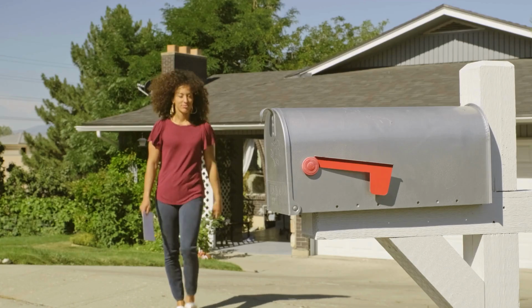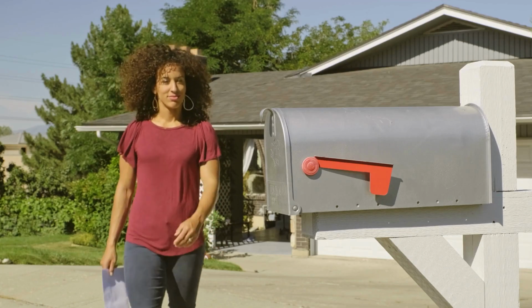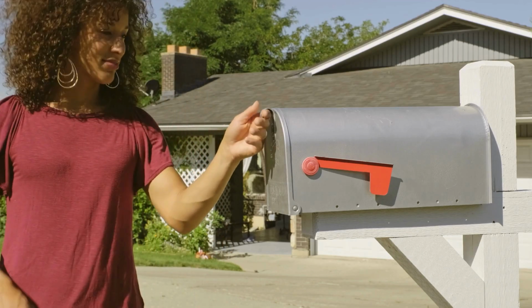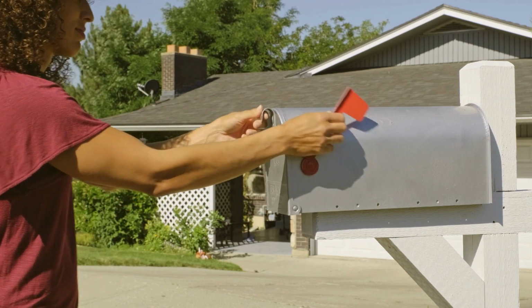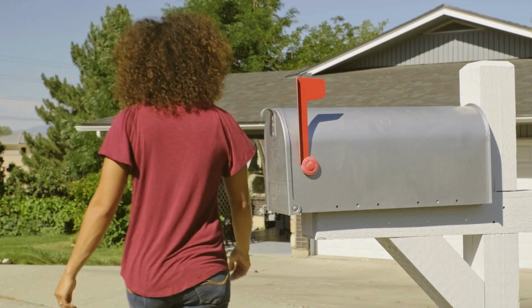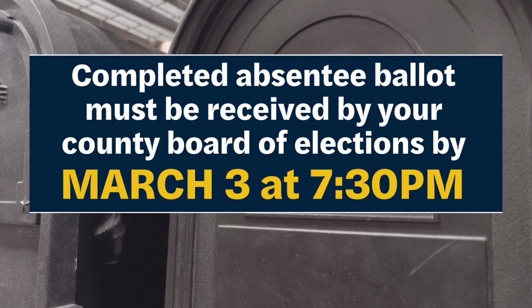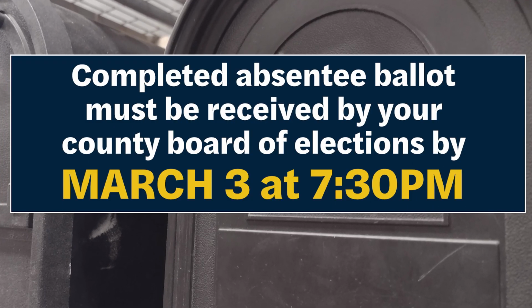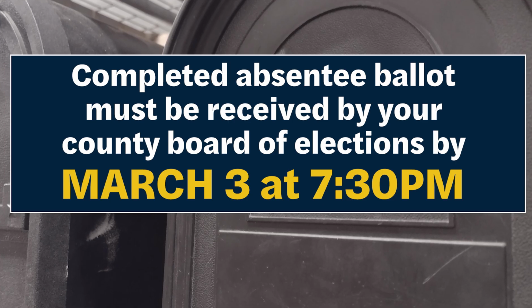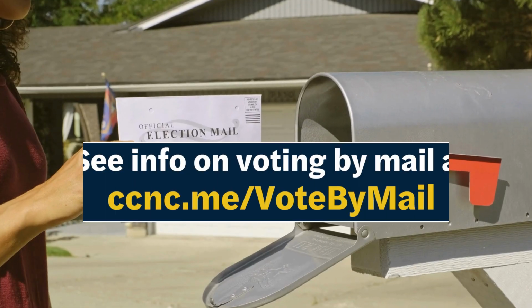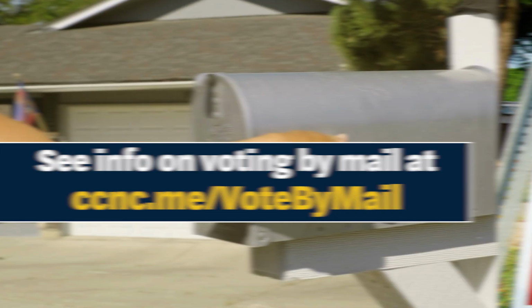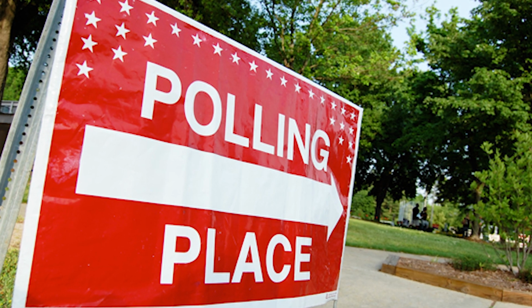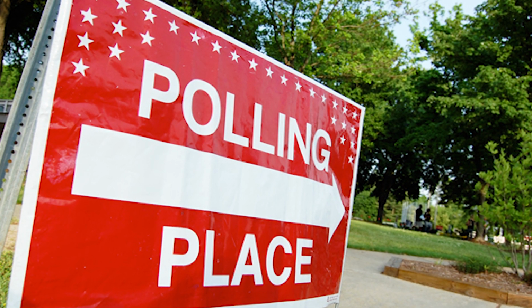But if you've already requested an absentee ballot, make sure to mail back your completed absentee ballot as soon as possible. You also have the option of hand delivering your absentee ballot to your County Board of Elections office. Your completed absentee ballot must be received by your County Board of Elections no later than 7:30 p.m. on Tuesday, March 3rd, primary election day. Learn more at ccnc.me/vote-by-mail.